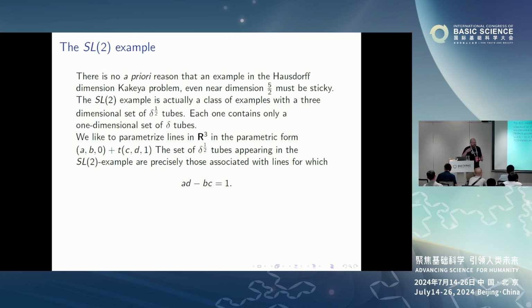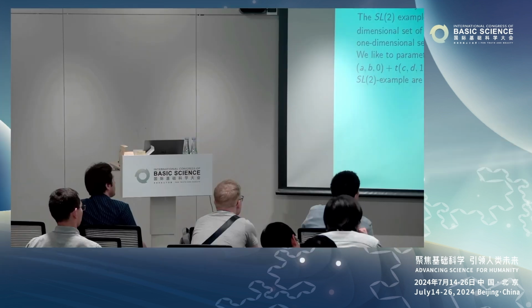It's a quadratic family of tubes. This is a description of the fat tubes, of the delta to the 1/2 tubes. And that's why we call it the SL2 example, because anytime you see AD minus BC equals 1, that's SL2. And now I should tell you what is inside each fat tube.